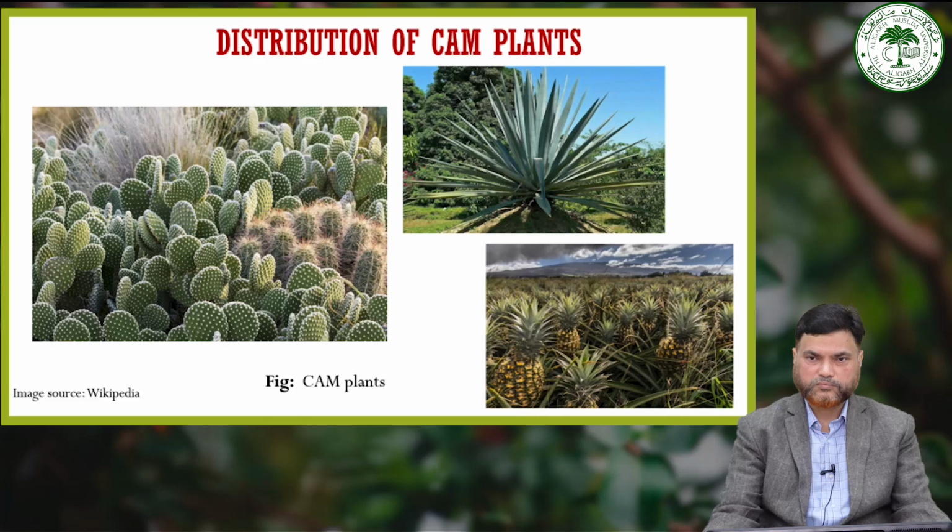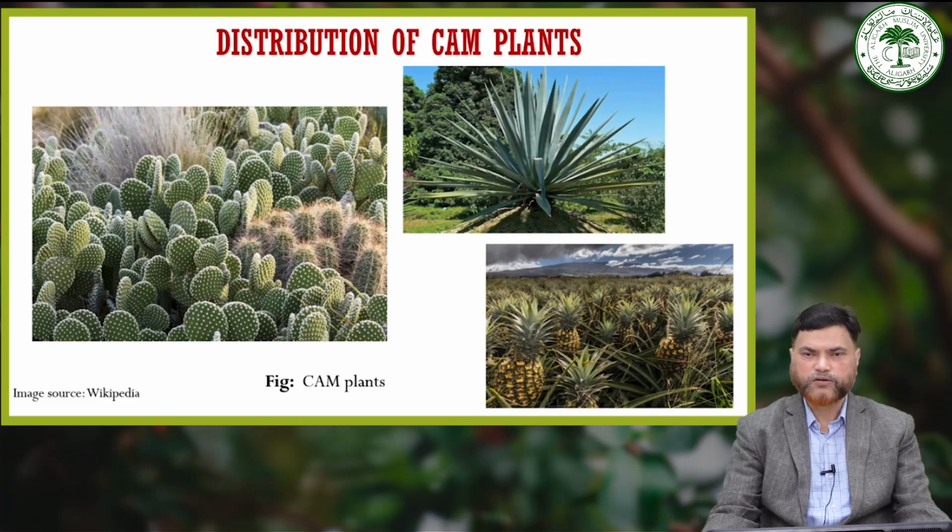Now, how are these CAM plants distributed among the families? They are very much prevalent, and about 24 families of angiosperm flowering plants, such as Crassulaceae, Portulacaceae, Cactaceae, Euphorbiaceae, Bromeliaceae, Aizoaceae, Agavaceae and Orchidaceae, contain CAM metabolism.